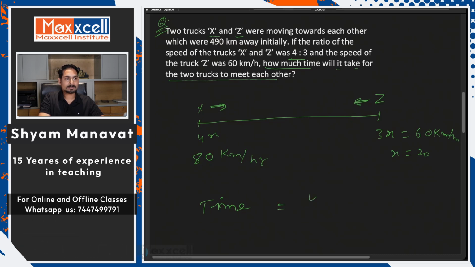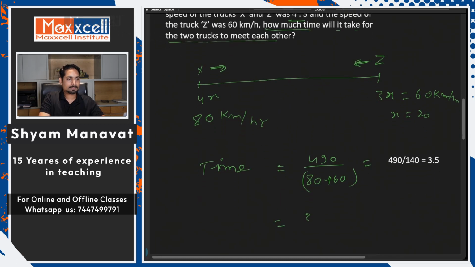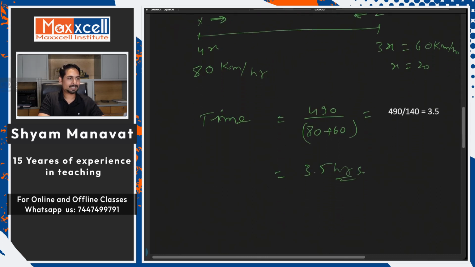Time is distance between them upon speed. So because both of the trucks are moving in the opposite direction, we will simply say the relative speed is plus. So the answer will be 490 divided by 60 plus 80, which is 140. That will get you 3.5 hours. Okay. Now, I hope you are following this.